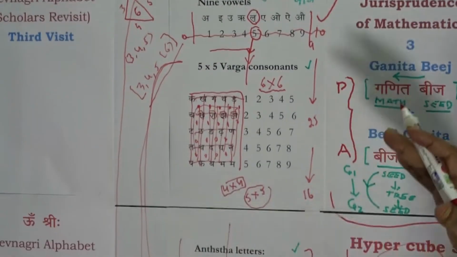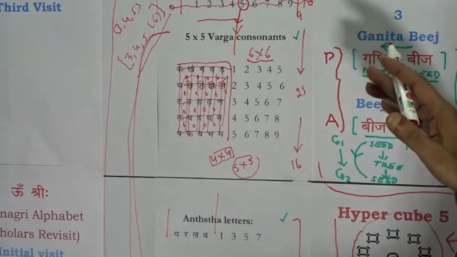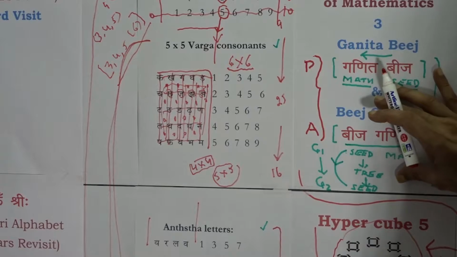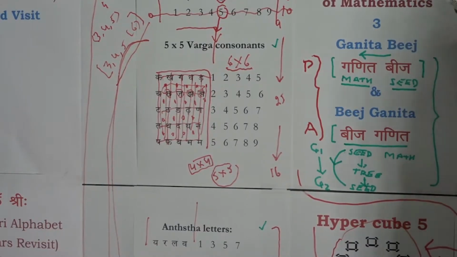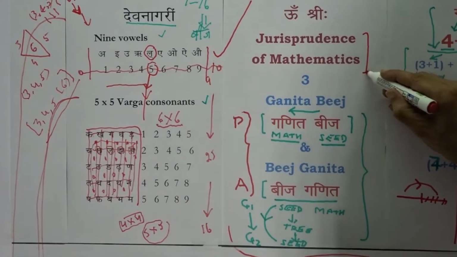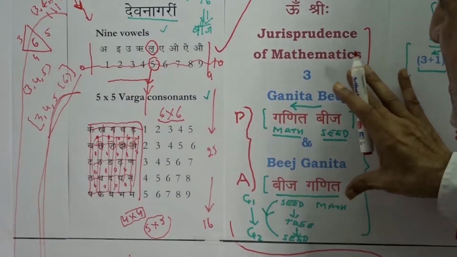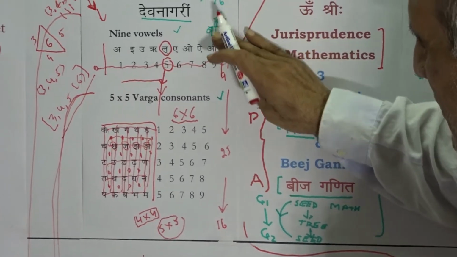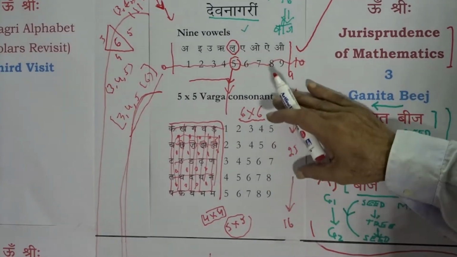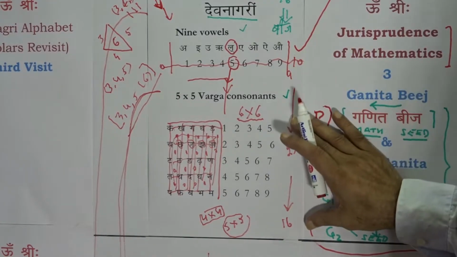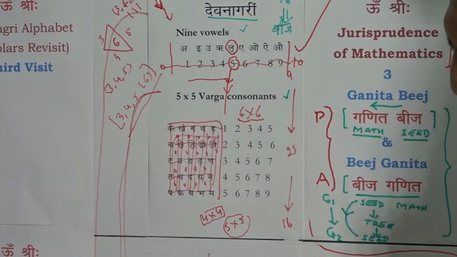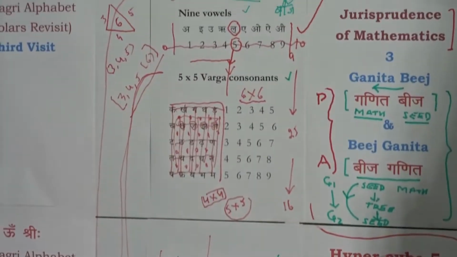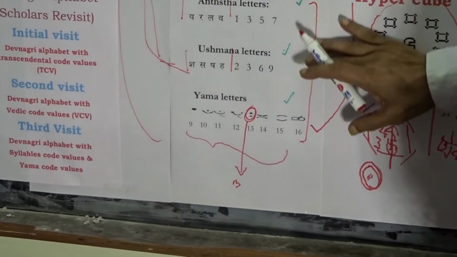Therefore, the sadhakas who want to reach the Ganit Bij and Bij Ganit, the initial seeds of mathematics and mathematics of seed, have to have an insight of a jurisprudence of mathematics, and this jurisprudence of mathematics will be available if we have a revisit of the Devanagari alphabet format and its organization as it is of 9 vowels and 25 consonants, 4 Antastha letters and 4 Ushmana letters, making up till it a value 42 and 8 Yama letters, making it a total value of 50.